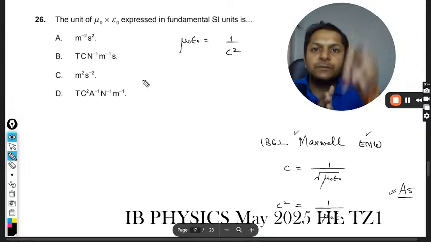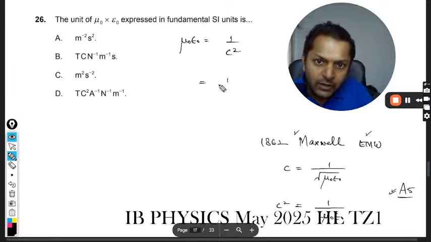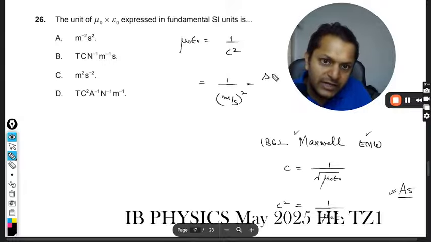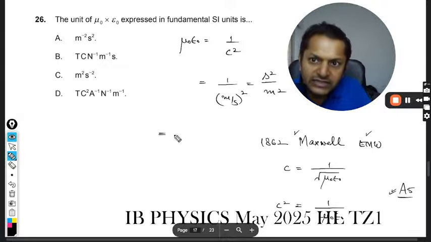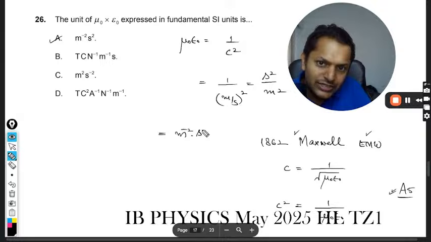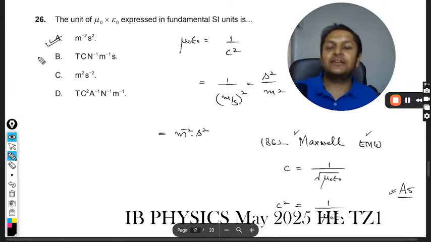Now I'm going to substitute the unit of speed into c. So that will become 1 divided by meter per second square, which means it will become second square divided by meter square, which means it will be A. So meter minus 2, second 2. Yes, so A will be the correct answer for this.